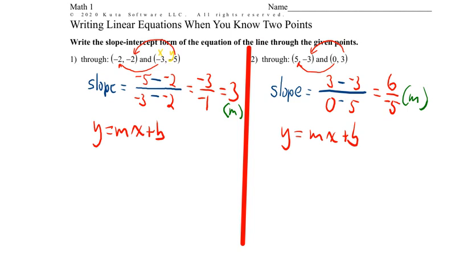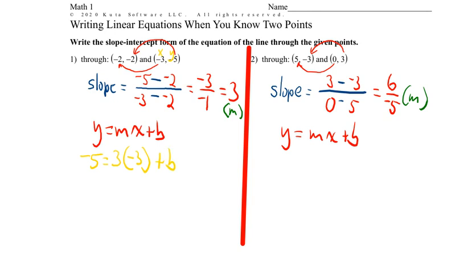Here's x and here's y. So -5 is the y. 3 is my m. -3 is my x. And I'm going to bring down plus b.